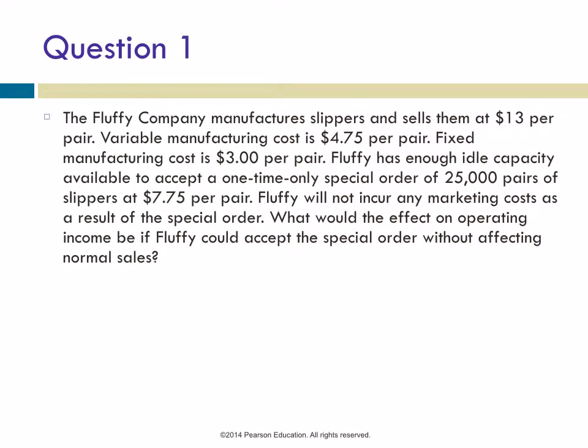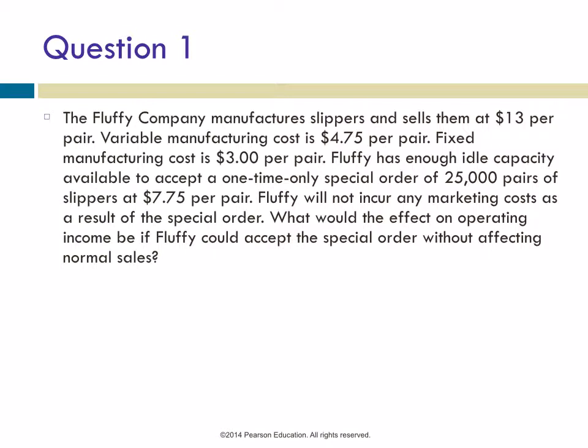First one, the Fluffy Company manufactures slippers and sells them at $13 per pair. Variable manufacturing cost is $4.75 a pair. Fixed cost is $3 per pair. Fluffy has enough idle capacity available to accept a one-time only special order of 25,000 pairs of slippers at $7.75 a pair. Fluffy will not incur any marketing costs as a result of the special order. What would the effect on operating income be if Fluffy could accept the special order without affecting normal sales?